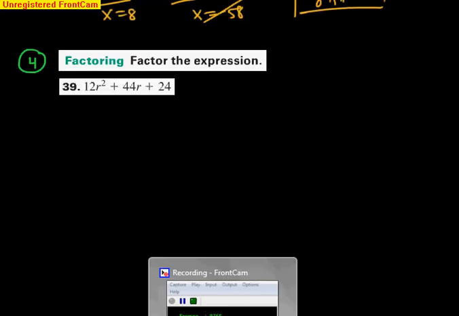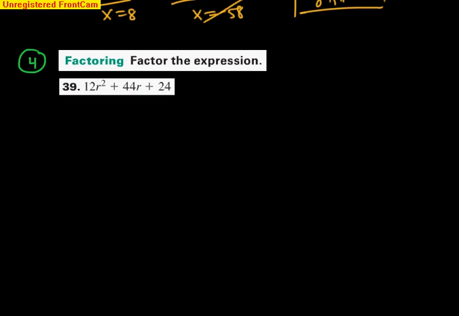Alright, here's the next one we're going to look at. Factor the expression 12r squared plus 44r plus 24. Notice there's an a value, so now I'm looking for a common factor. First thing, 12, 44, 24, common factor is 4. Now because this is an expression, the 4 goes here, and I just divide all by 4. But the 4 has to stay here. So I get 3r squared, 11r, and 6.